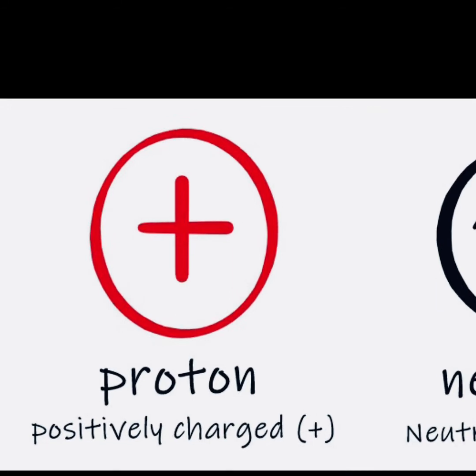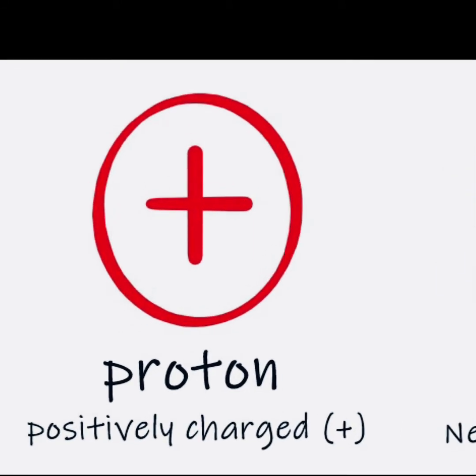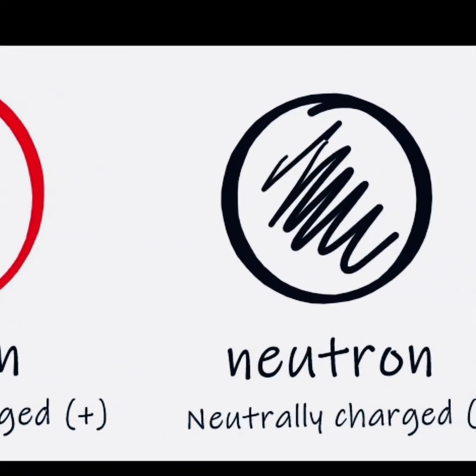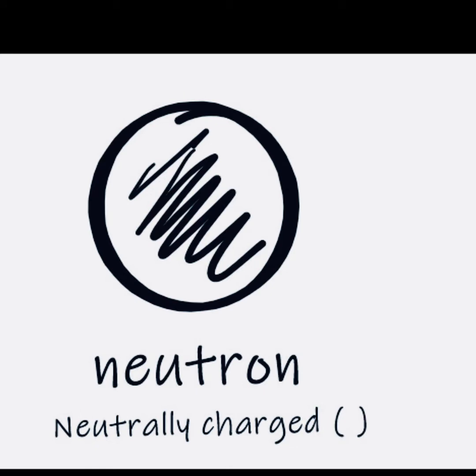Protons are subatomic particles with a positive charge and a mass of 1 atomic mass unit. More on atomic mass unit in another video. Neutrons are subatomic particles with a neutral or zero charge and a mass of 1 atomic mass unit.